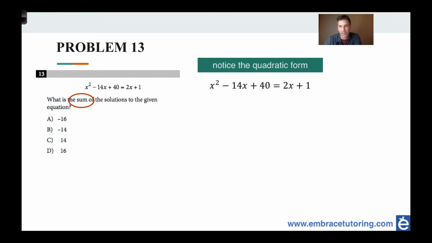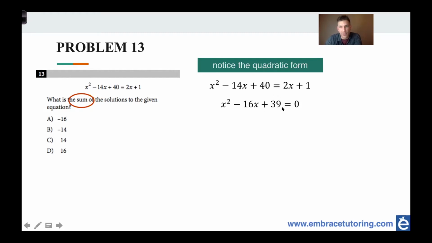So let's prepare to get this in quadratic form. x squared minus 14x plus 40 equals 2x plus 1. I'm going to subtract the 1 over. I get 40 minus 1, which gives me 39. I'm going to subtract the 2x over, which gives me x squared minus 16x, because it's minus 14x minus 2x. And then this is going to be a positive 39.